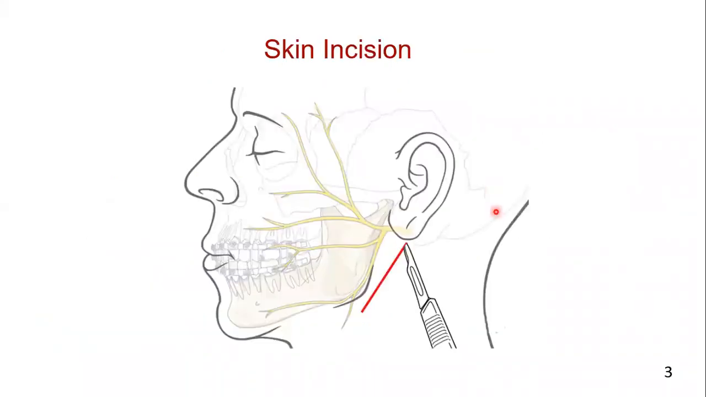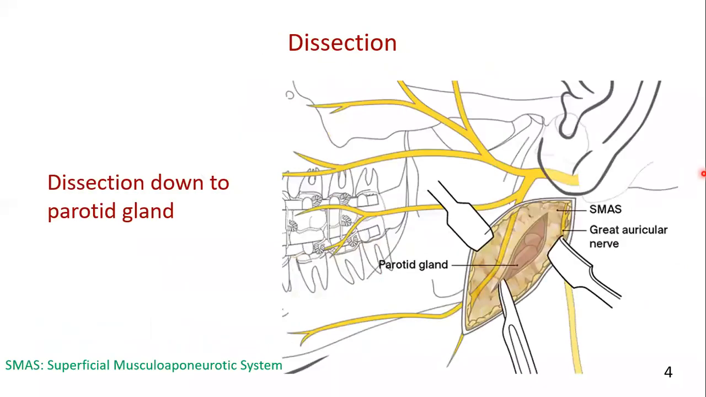An oblique incision is made through the skin and subcutaneous tissue, extending from the mastoid process to the point just below the angle of the mandible. The subcutaneous tissue is undermined, exposing the superficial musculo-aponeurotic system. An oblique incision is made through the superficial musculo-aponeurotic system.